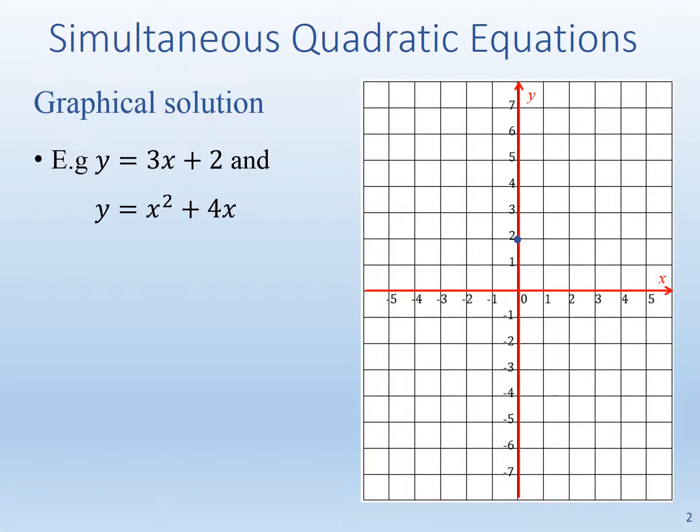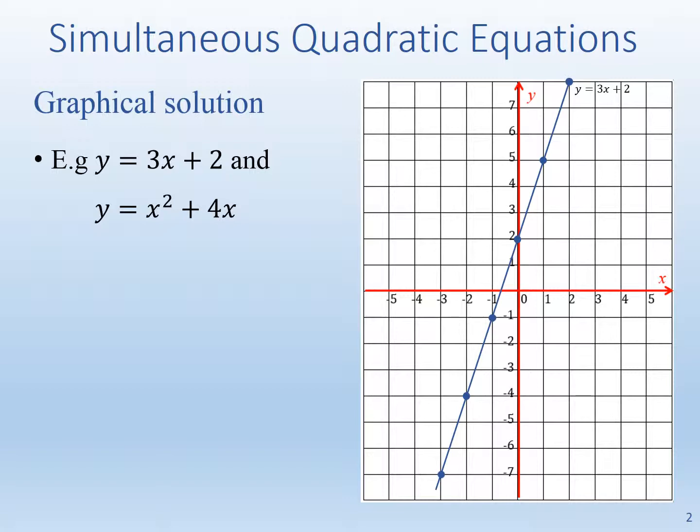Then we'll use the gradient of 3 to locate another point. So we'll go up 3 and out 1. Repeating that gradient of 3 there, we can locate another point. And we can even go downwards from the y-intercept and locate more points. Joining all those points up in a straight line will give us the linear graph. Now by going out towards the end of the graph there, we'll get a nice accurate graph rather than just using those first 2 points.